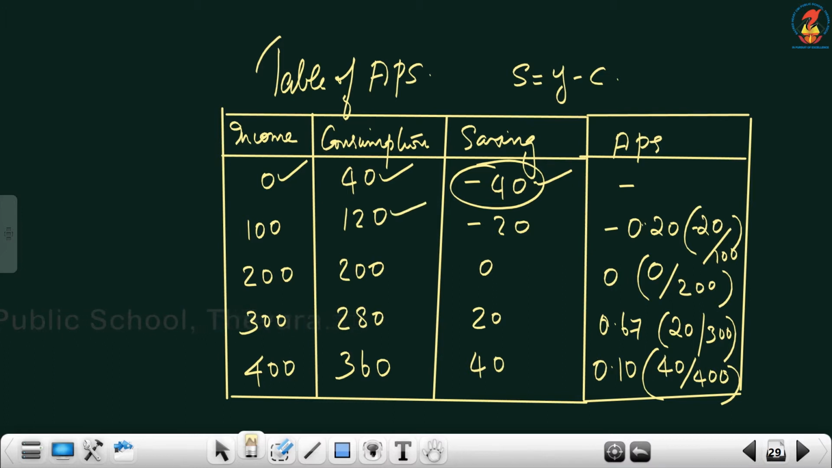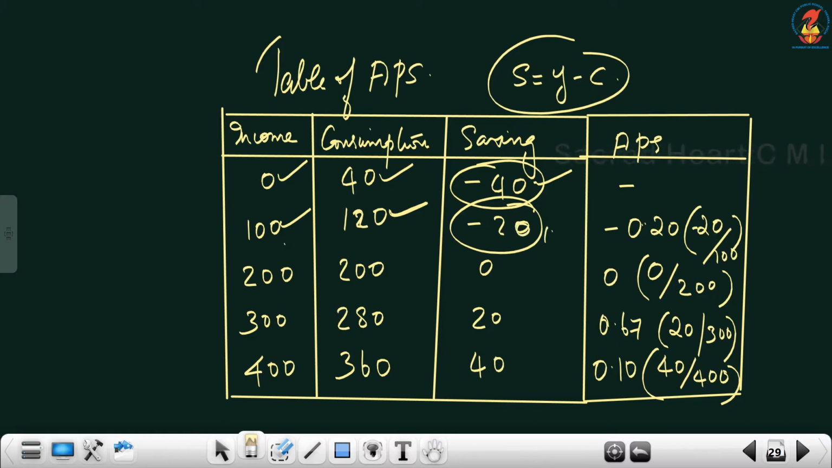Now the second level of consumption is 120 and the second level of income is 100. Therefore, you can find the saving is minus 20, because S is equal to Y minus C. 100 minus 120 will give you minus 20. Now the next level of consumption is 200, and the next level of income is also 200. There we can find Y minus C, S is equal to 0.